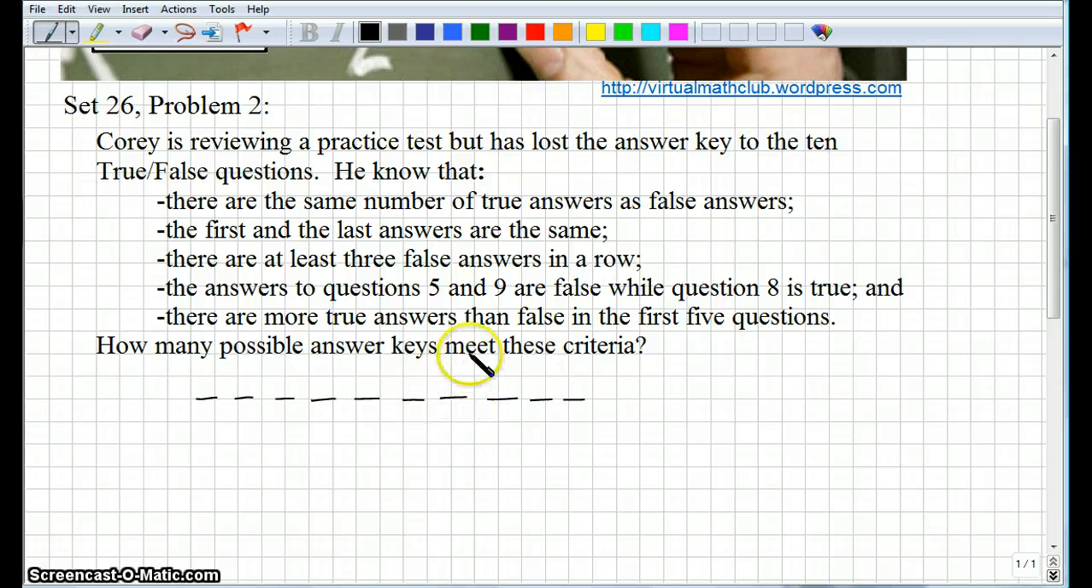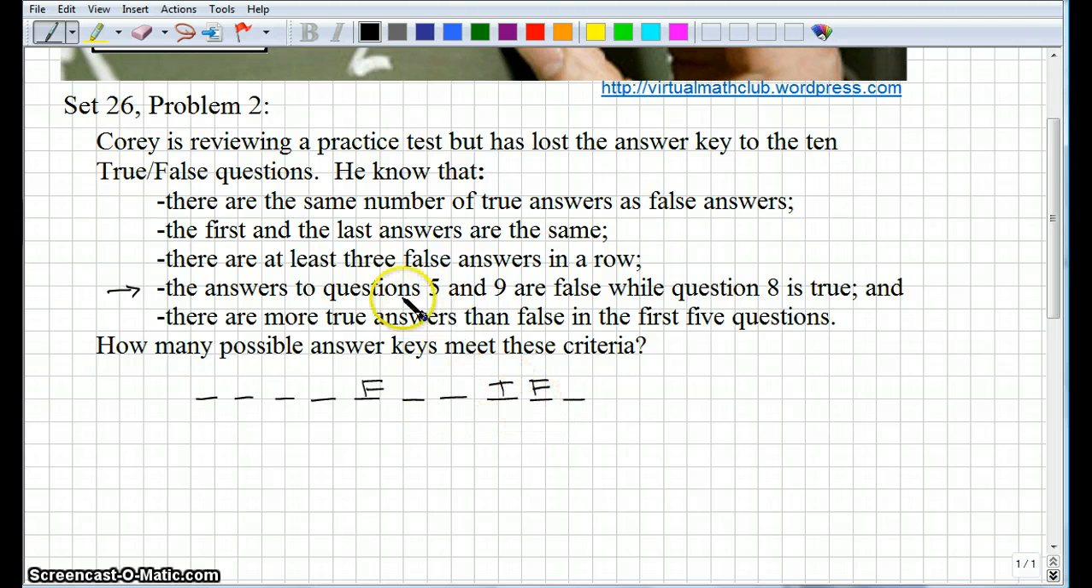And I can see we have the most detail in this part right here. The answers to questions 5 and 9 are false. So let's find question 5. 5 is here, so this is false. And number 9 is false. And then we're told that number 8 is true, right? So we're given that, and now we can work within that.